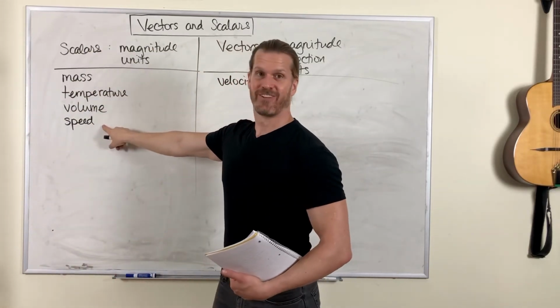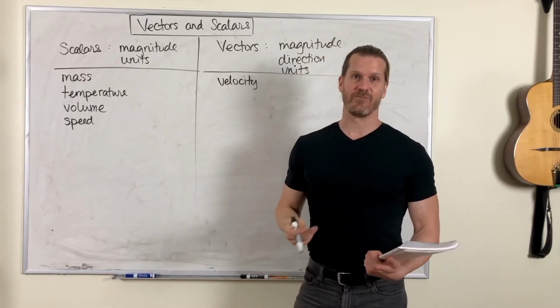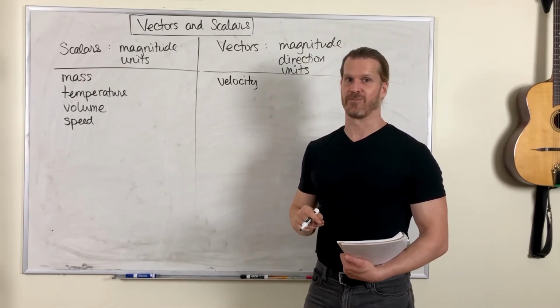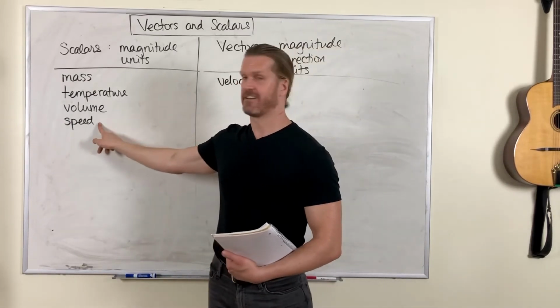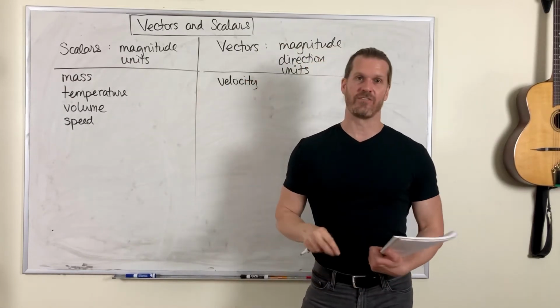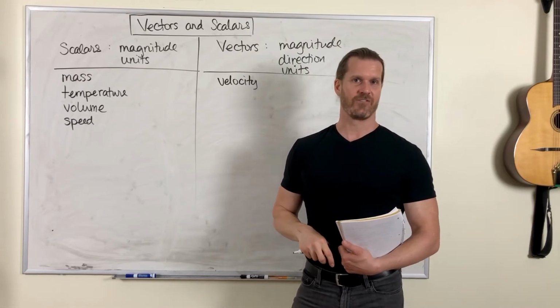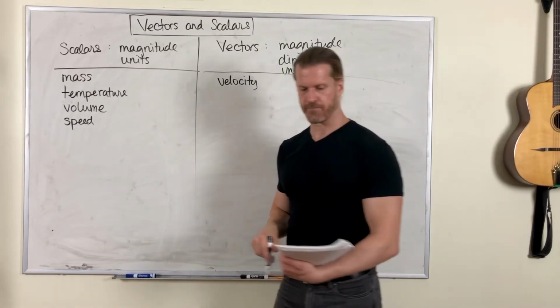So you might notice that I've talked about speed and velocity. In everyday language, those mean the same thing, but in physics they're different because speed is just 65 miles per hour. Velocity is 65 miles per hour east. Speed doesn't contain a direction, velocity does.